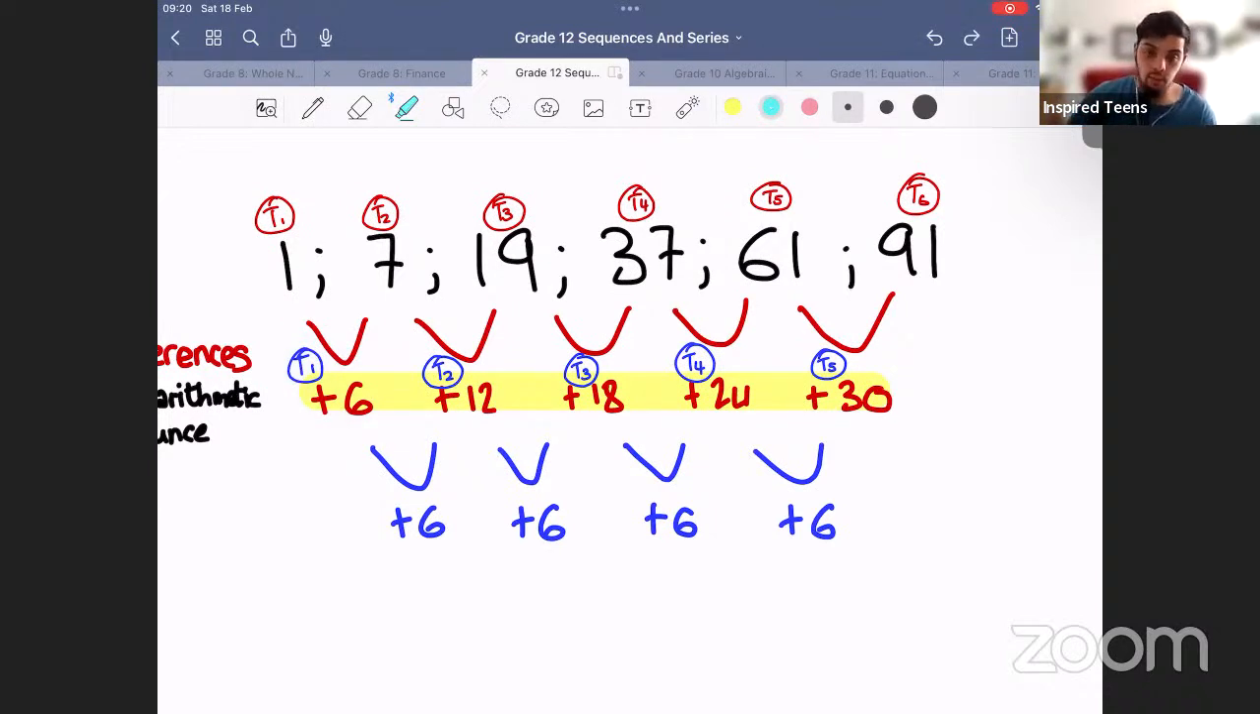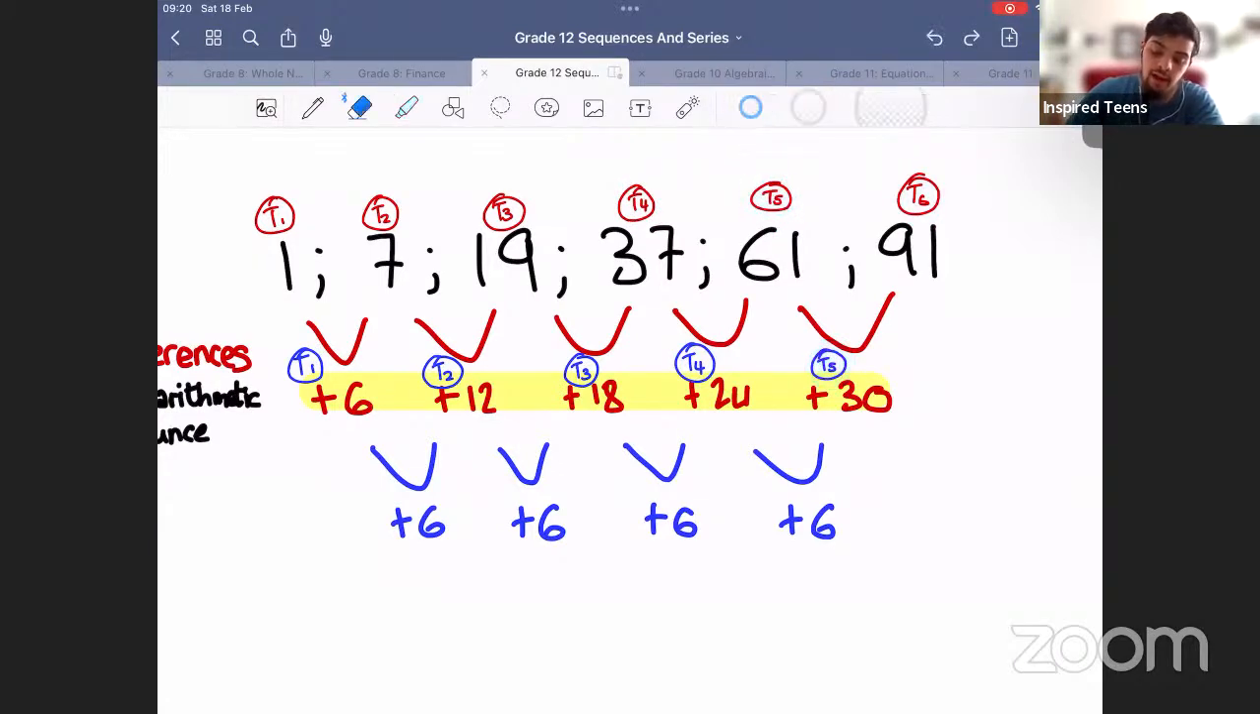If you notice, I'm not going to refer to it as a first difference anymore. I'm going to call this the arithmetic. The first term in my arithmetic is actually the first difference between T1 and T2. The second term in arithmetic is the first difference between T3 and T2. Now we're talking about the arithmetic being a difference between the quadratic. T4 in arithmetic is the difference between T4 and T5, T5 between T5 and T6.